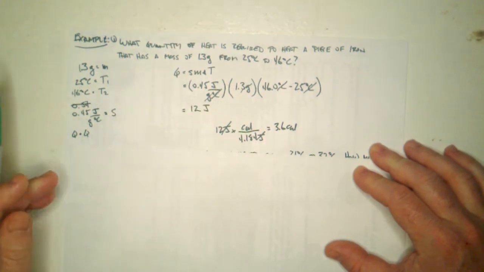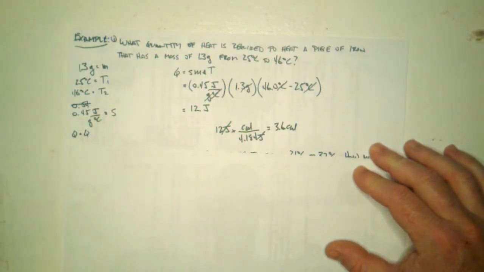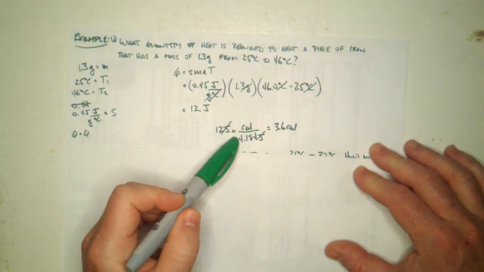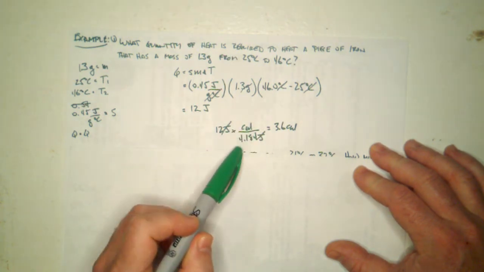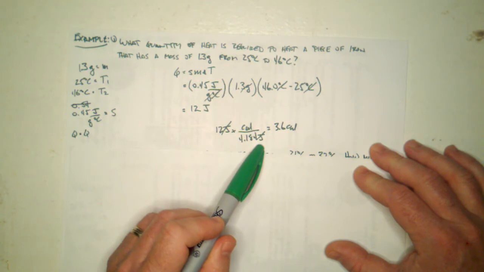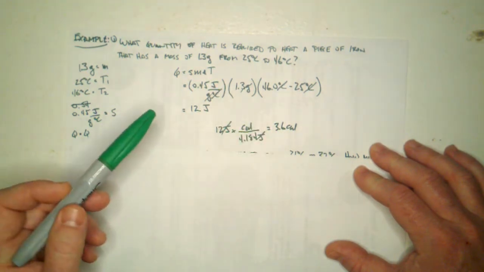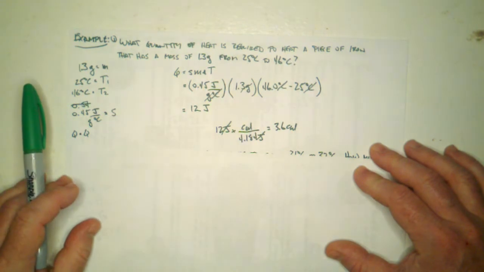And I find I get 12 joules. Let's say I want to change it to calories. Well, 12 joules times 1 calorie per 4.184 joules allows me to cancel these J's out and leave me with calories, and I get 3.6 calories.